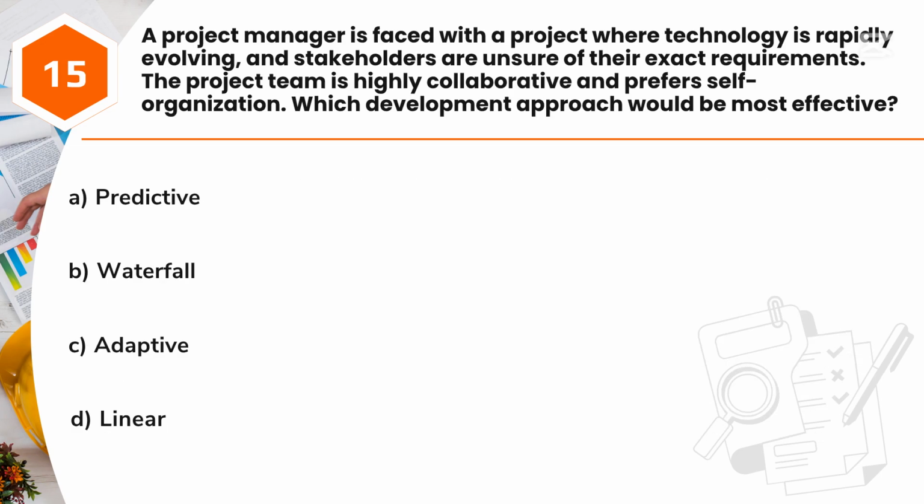Question 15. A project manager is faced with a project where technology is rapidly evolving, and stakeholders are unsure of their exact requirements. The project team is highly collaborative and prefers self-organization. Which development approach would be most effective? A. Predictive. B. Waterfall. C. Adaptive. D. Linear.